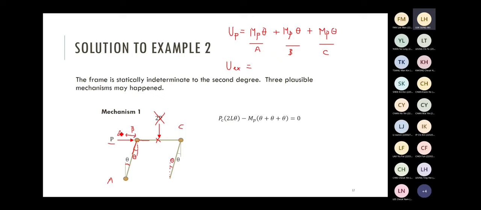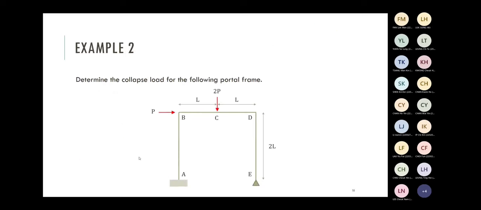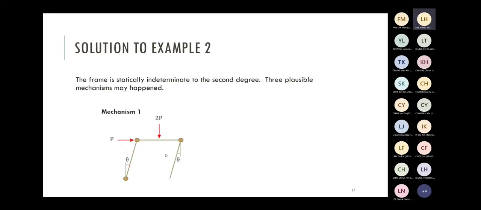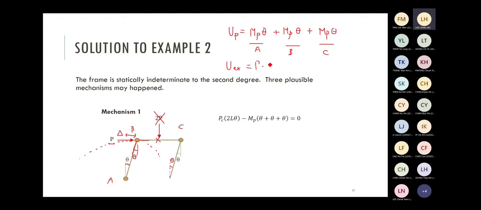There's a horizontal displacement for the total frame structure. Then what is the value? The value of the displacement delta can be obtained using the arc length assumption. The arc length for this part is equal to the height of the structure times the rotation theta. The height of this structure is 2L. So force times delta, where delta is equal to 2L theta.